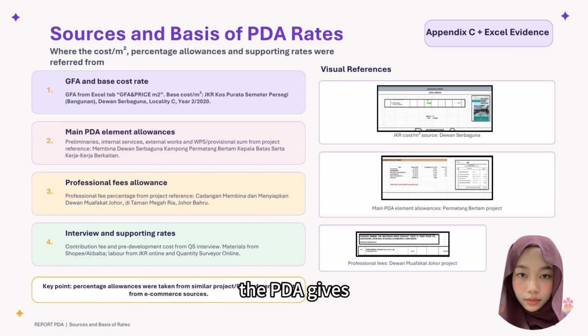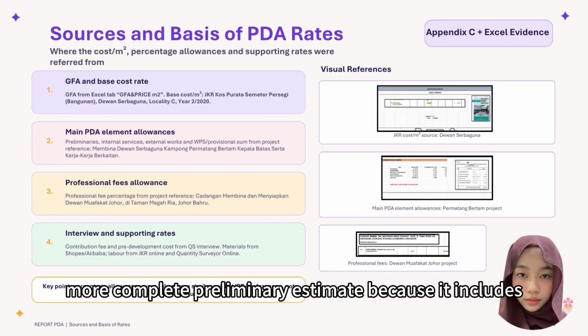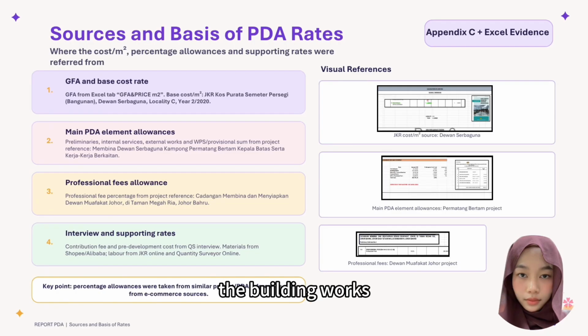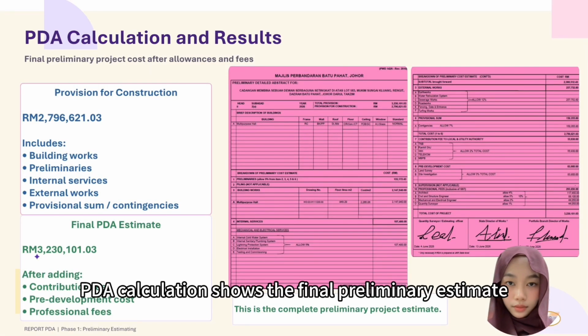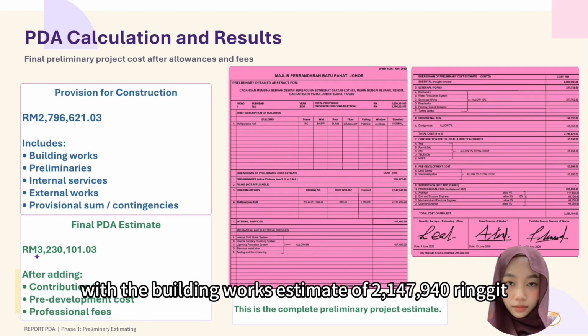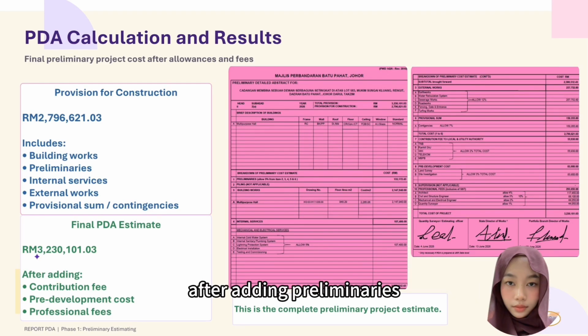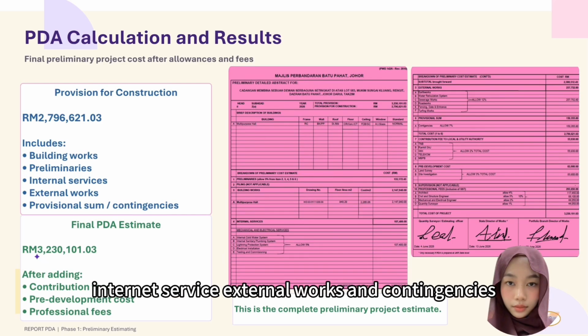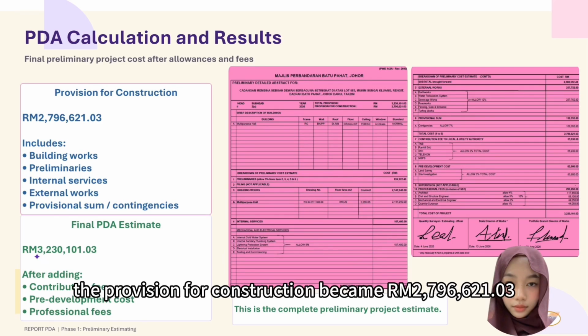Therefore, the PDA gives a more complete preliminary estimate because it includes the building works cost together with the allowance and project-related costs. The PDA calculation shows the final preliminary estimate for the project. The PDA starts with the building works estimate of 2,147,940 ringgit. After adding preliminaries, internal service, external works, and contingencies, the provision for construction became 2,796,621 ringgit and 3 cents.